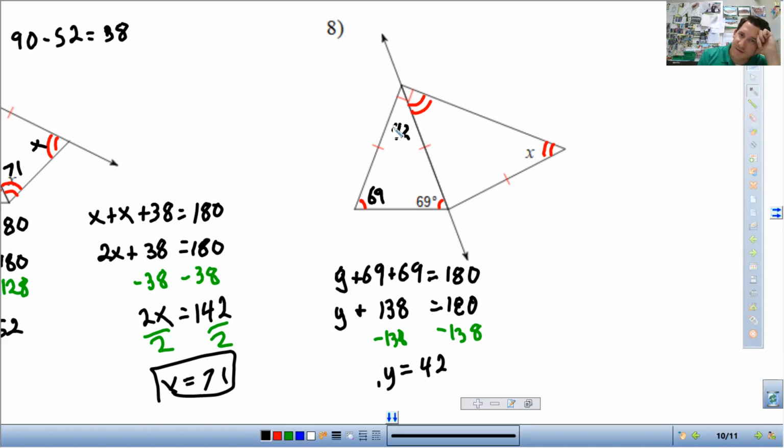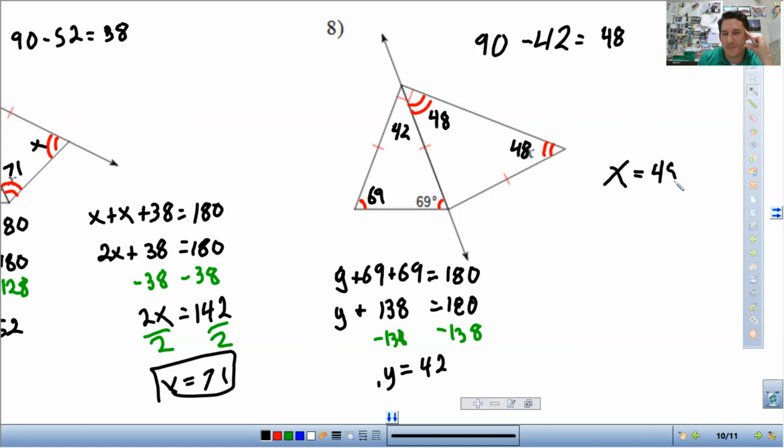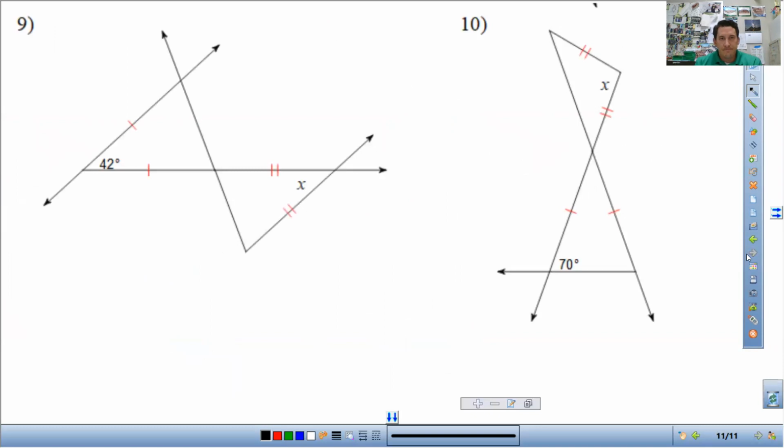So that means if this is 42, since there's a right angle here, these are complementary. So I can just do 90 minus 42, that comes out to 48. This angle is 48. So that means x has to be 48. So that's another base angle. So x is 48. A lot going on with that one. Let's practice some more.